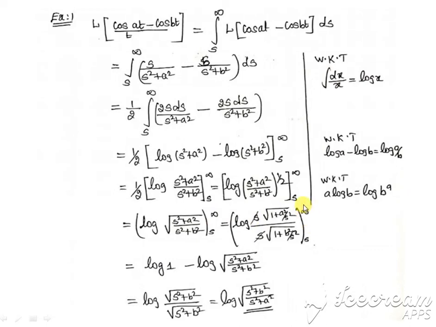For applying infinity, anything by infinity becomes 0. So for the upper limit we get log 1. For the lower limit there is no change, s is replaced by s, so again we get the same answer. So log 1 is 0. Here we have a minus, so simply take the reciprocal of this term. So (s squared plus a squared) by (s squared plus b squared).